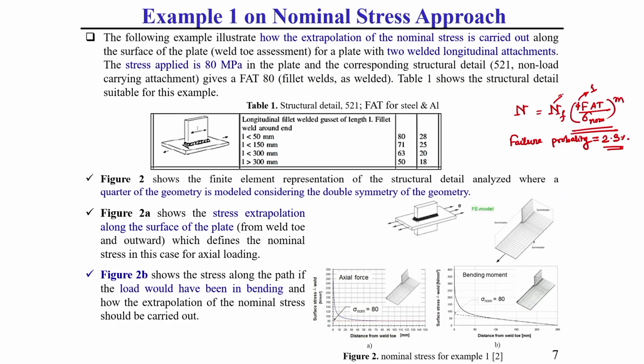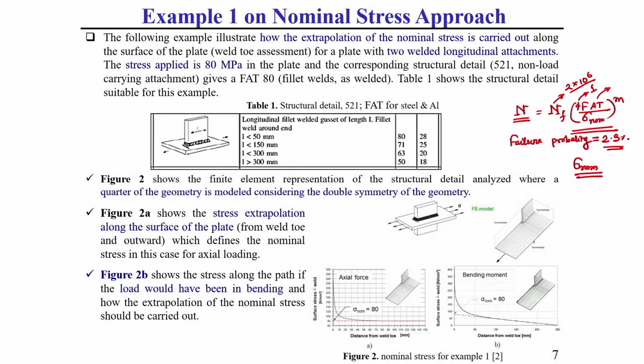So, this Nf is what? It is 2 into 10 to the power 6 cycles according to FAT classes, that we already know, and the m value is generally considered as 3, which I have also shown. Now, for calculating the number of cycles for a nominal stress value sigma nominal and for a particular type of joint geometry, we need to know how the nominal stress is calculated.